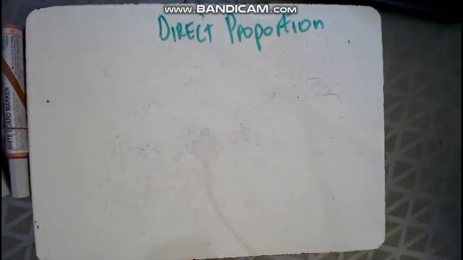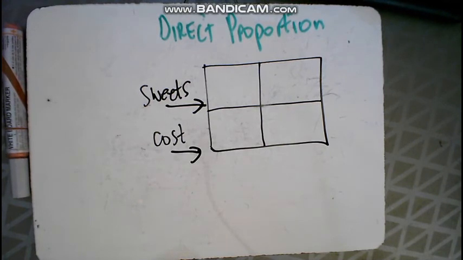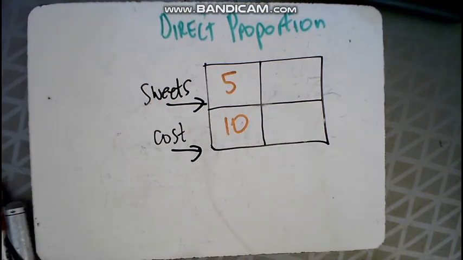Alright, the next question is direct proportion, and it says 5 sweets cost 10 rand. So all we have to do is make horizontal rows and columns coming down. Sweets is our top row and cost is our bottom row. So we know that 5 sweets cost 10 rand. So we fill in our box, 5 sweets cost 10 rand.